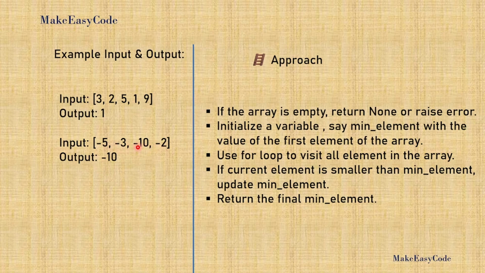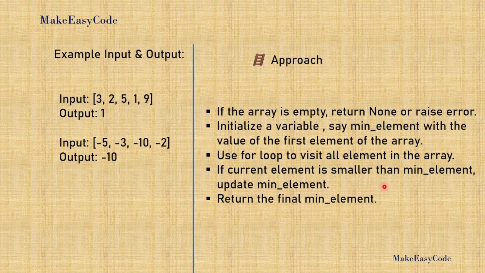Now let's talk about the approach. To solve this problem we can follow this approach. If the array is empty then we can return None or raise an error. After that we initialize a variable, say minimum element, with the first element of the array, and we use a for loop to visit all elements in the array. Then we use a condition: if the current element is smaller than the minimum element, we update the minimum element to the current element.